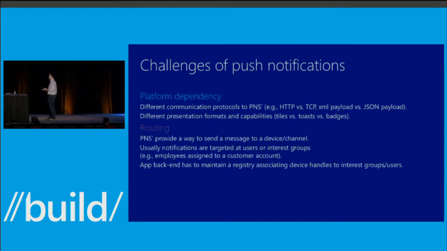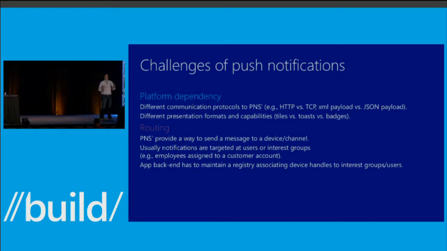And then there is routing. Every platform notification service allows you to send a push notification to a single or maybe multiple of these specific handles, channel URIs, tokens. However, usually your app wants to send a notification to a user, to an interest group, to a specific market or region, to a version of your app. So what happens is that you end up creating these associations and managing these associations in your backend. That is a lot of code.